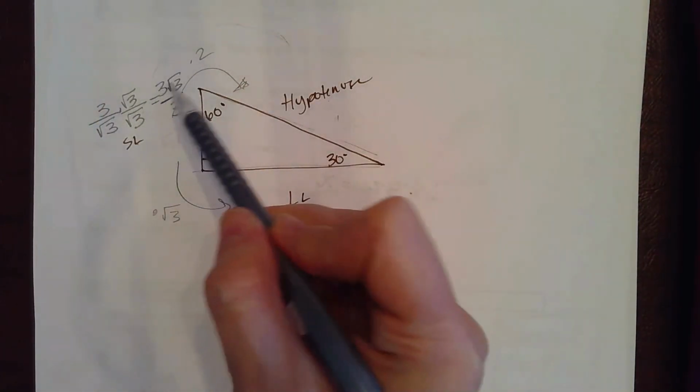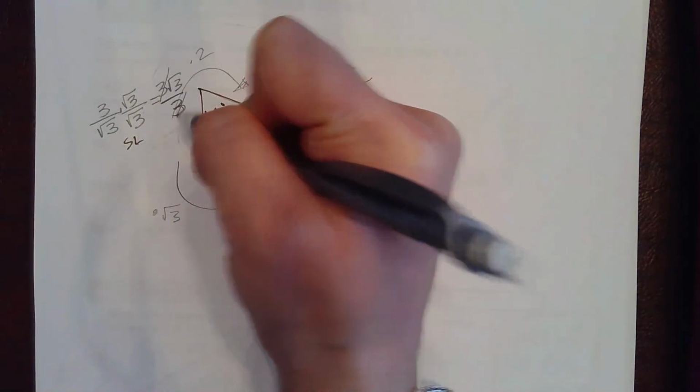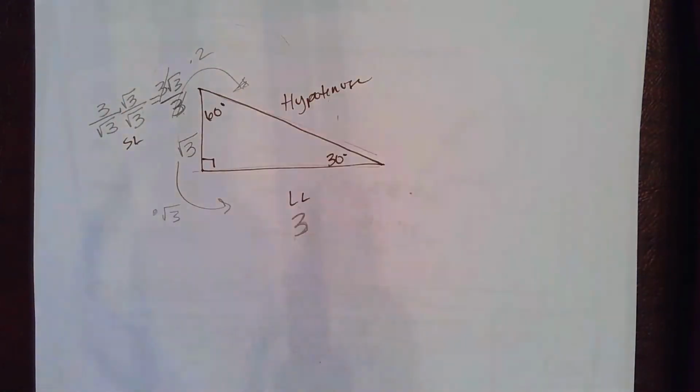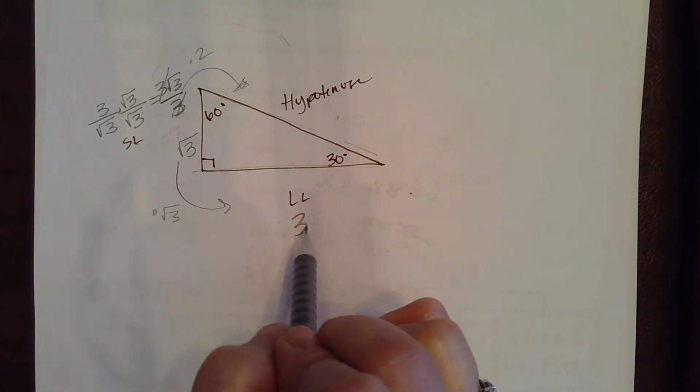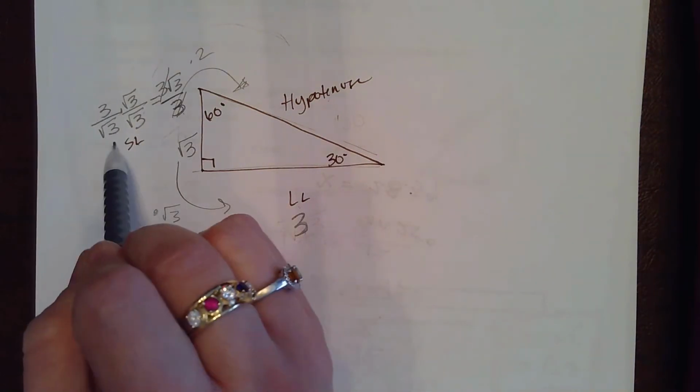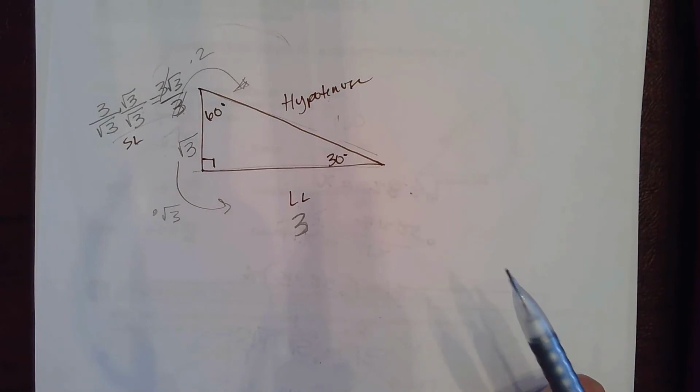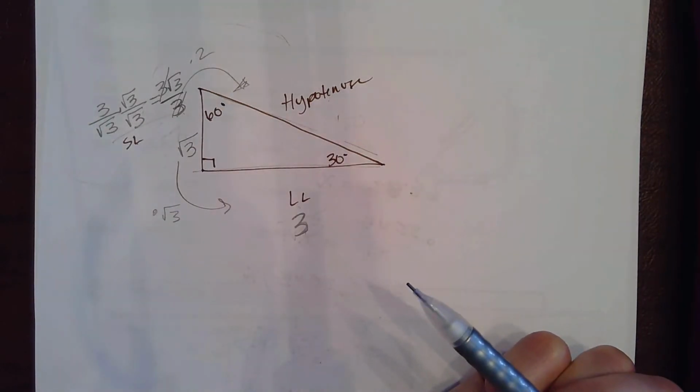Simplify it more. What's 3 root 3 over 3? Well, guess what? The 3's cancel out. You're just left with root 3. So again, all we did here was take this 3 and divide it by root 3 and simplify our answer. So all of this was just simplifying.